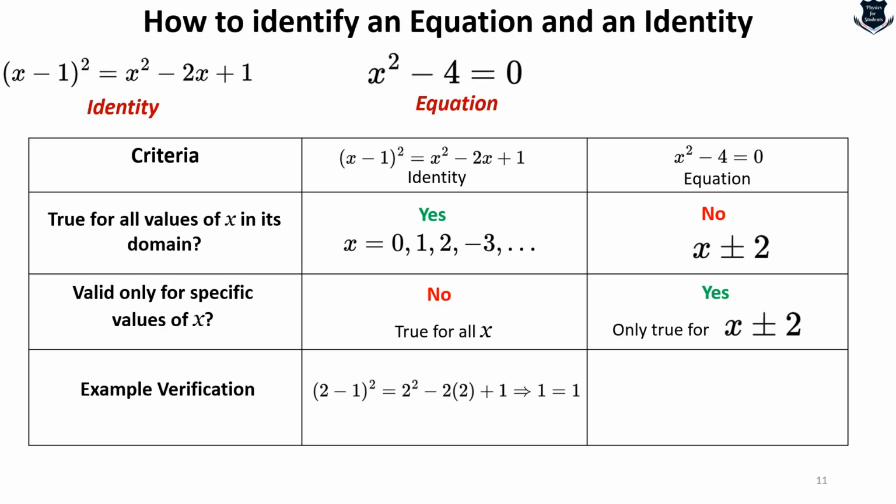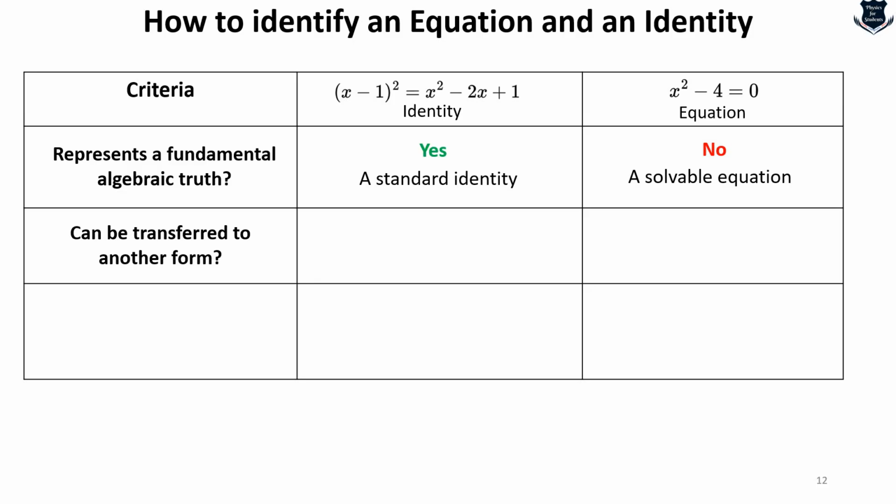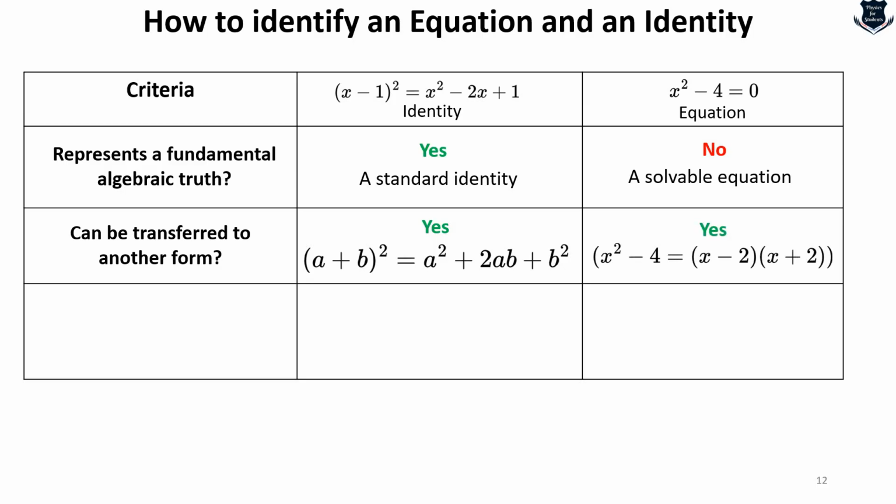So this, as you can see, equals to 1, and this is 0 and minus 3. So one part is yes and some part is no. The second one is, does it represent a fundamental algebraic truth? Yes, definitely it does. For example, we will see the example, and it is no. This is absolutely no. Can this be transformed into another form? Yes, as we have seen with this famous algebraic expression (a plus b) whole square, and this is yes, because this can also be done.